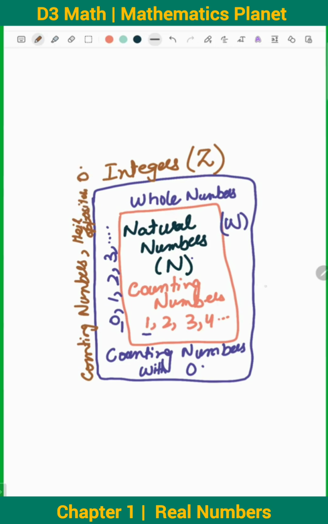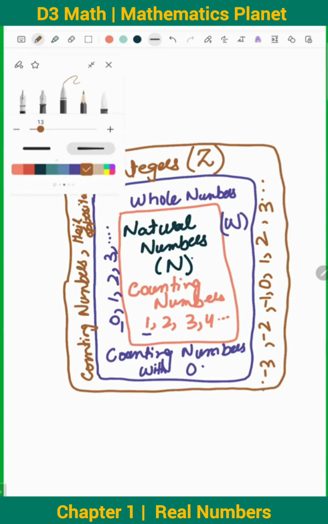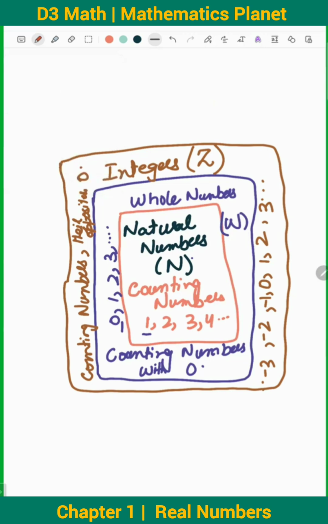It means 0, 1. If 1 is included, then minus 1 is included. If 2 is included, then minus 2 is included. If 3 is included, then minus 3 is included, and carry on. So the next set of numbers is called integers that include counting numbers, their opposites, 0, and these are called integers. So students, we have discussed three sets of numbers. One is natural numbers. It contains only counting numbers from 1 onwards. Whole numbers which contain 0, 1 and onwards. Integers which contain 0, positive and negative, all the numbers.